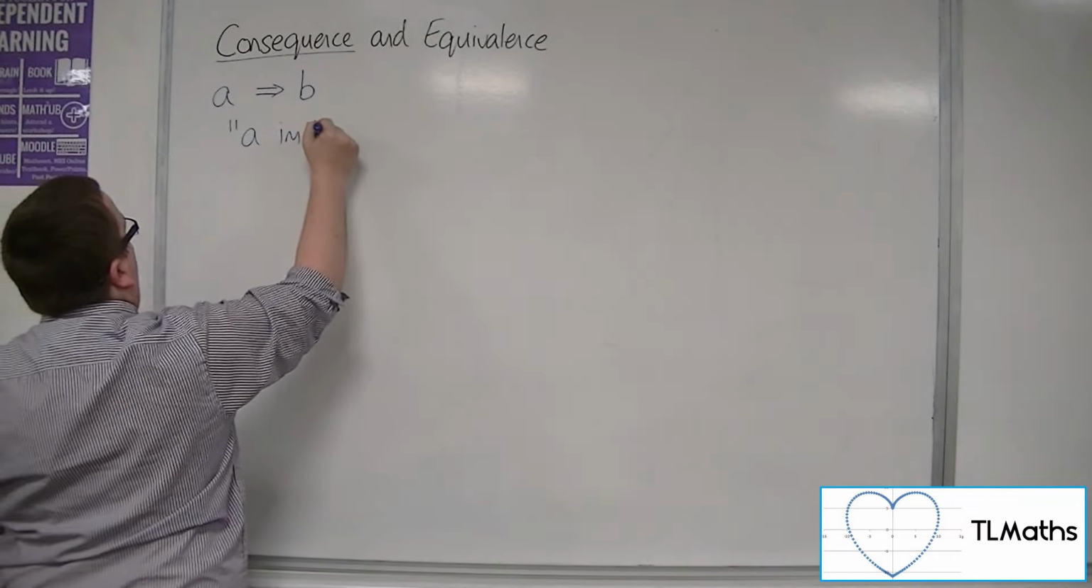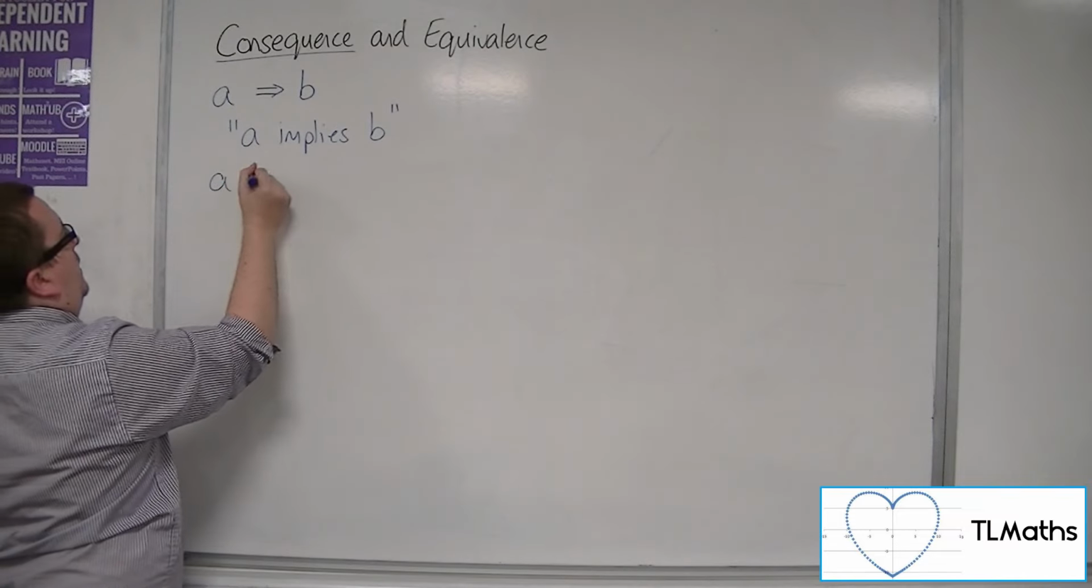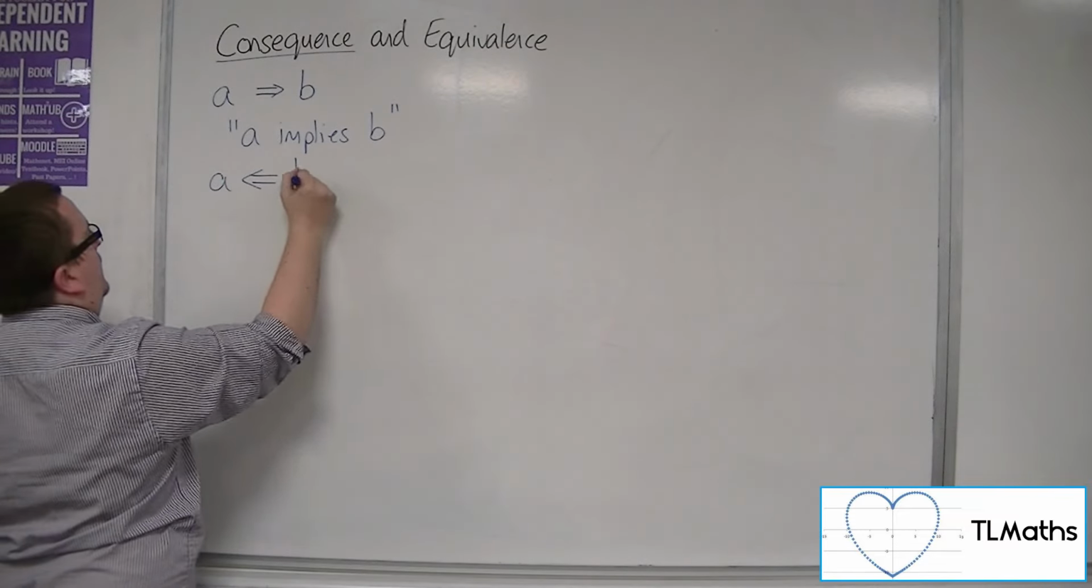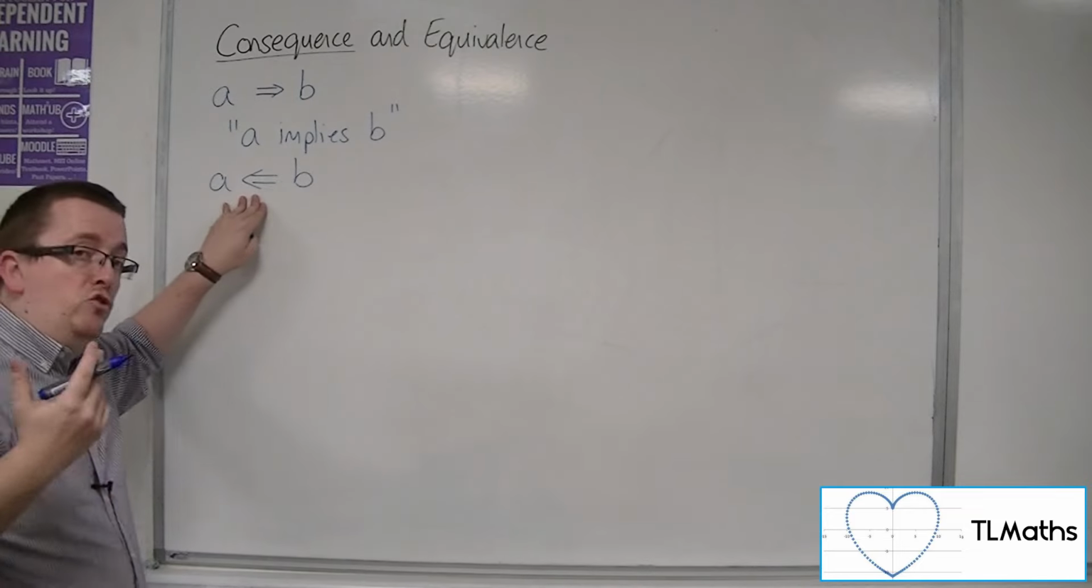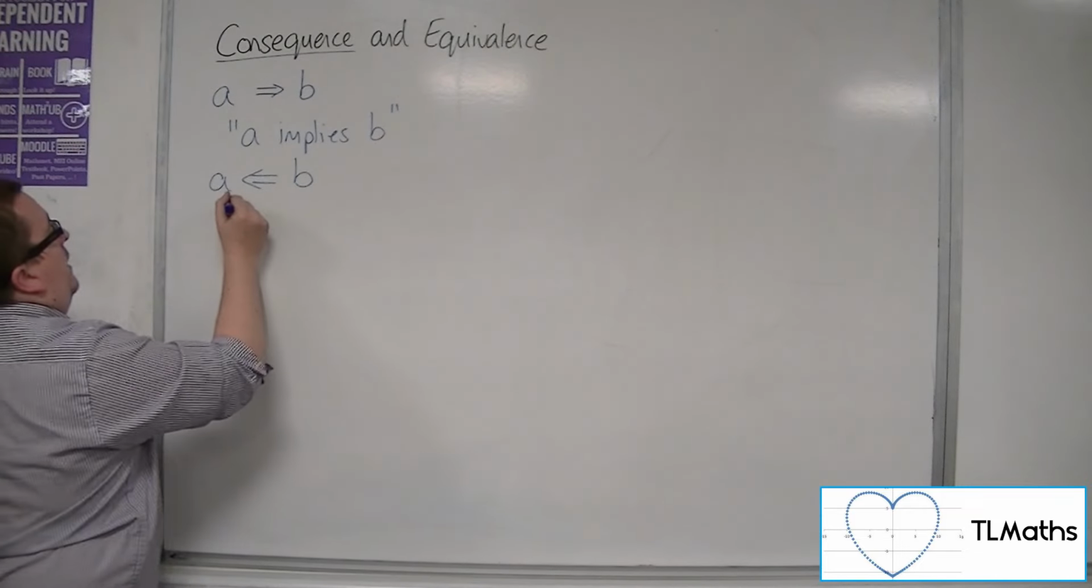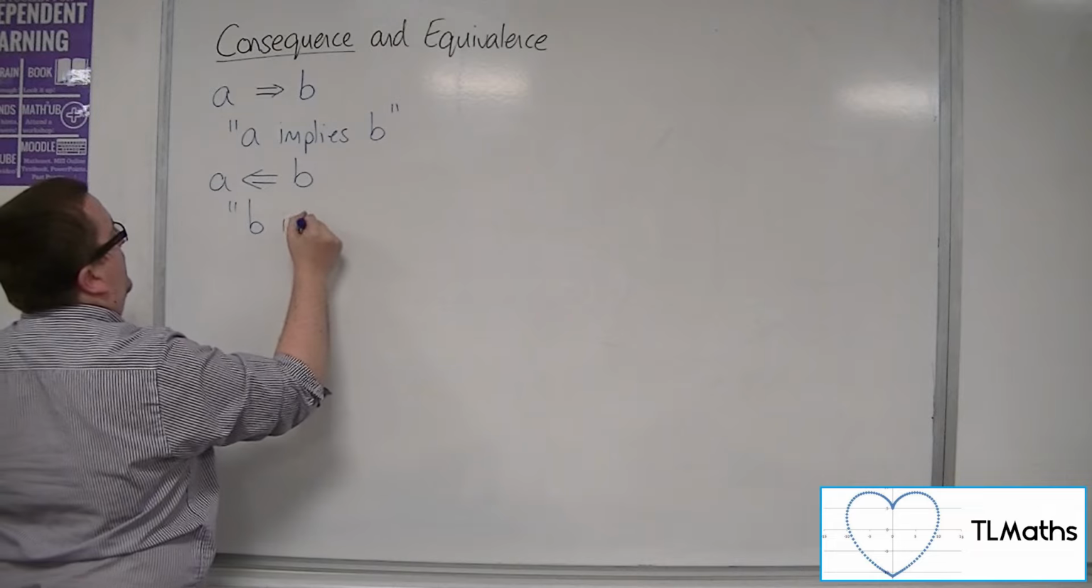Okay? And if we had the arrow pointing the other way, notice how it is a particular way, how I'm drawing the arrow here. We are saying that B implies A.